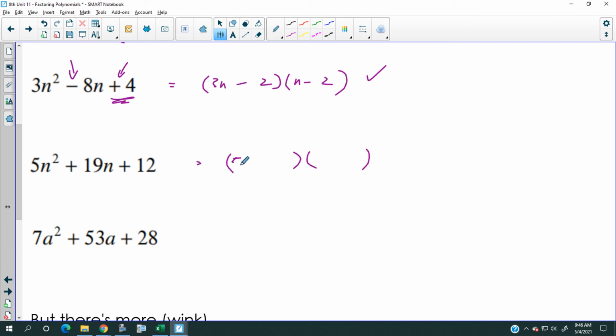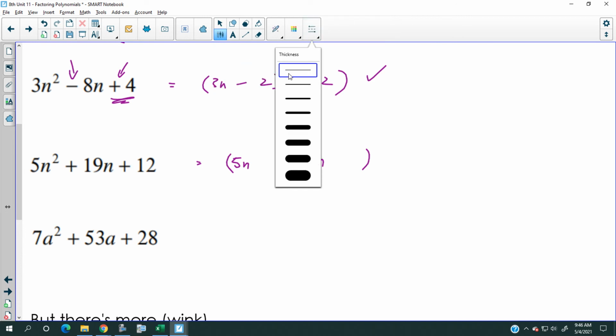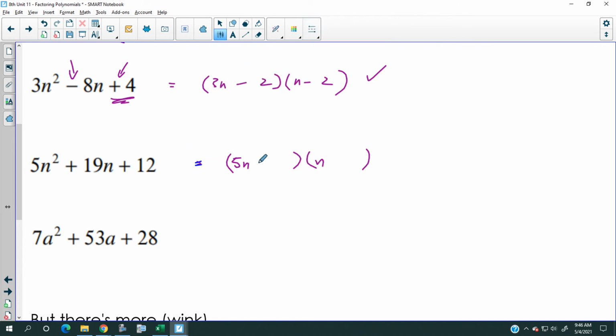All right, anyways, let's come back here. I'm going to set this up. Now I've got 5n and n. Those are my only choices. Let me get my magic pen. Now I need 12 here, so that means it's either 1 and 12, 2 and 6, and so on. By the way, if it ever helps you, list them out. List out the factors. It's not like that's cheating or anything.